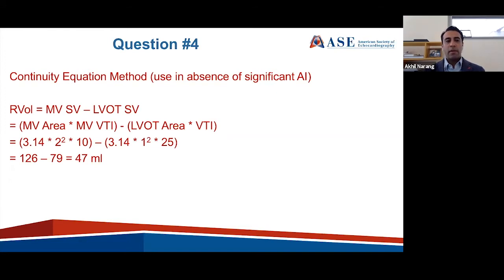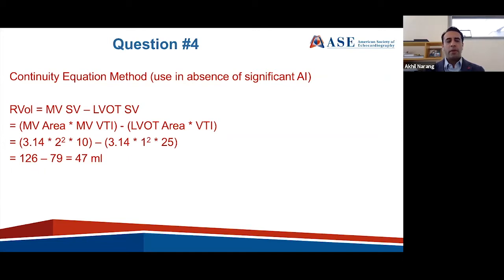The formula simply is: the regurgitant volume equals the mitral valve stroke volume minus the LVOT stroke volume. The mitral valve stroke volume, of course, we know is the mitral valve area times the mitral valve VTI, and the LVOT stroke volume is the LVOT area times the LVOT VTI.